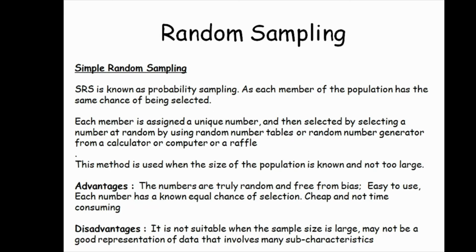So the first one we're going to look at is simple random sampling, which is abbreviated as SRS. It's known as probability sampling, as each member of the population has the same chance of being selected. Each member is assigned a unique number and then selected by selecting a number at random using random number tables or a random number generator from a calculator or a computer or a raffle.